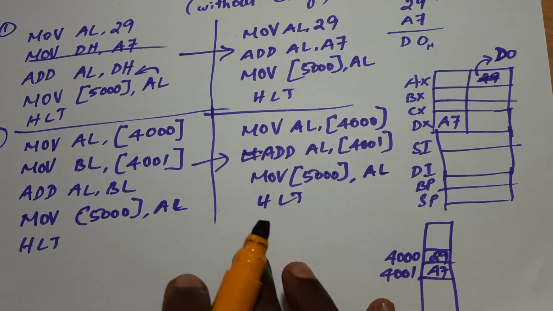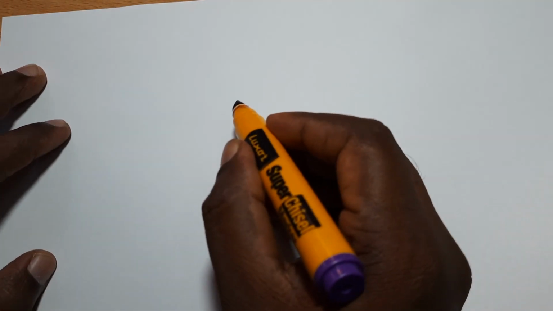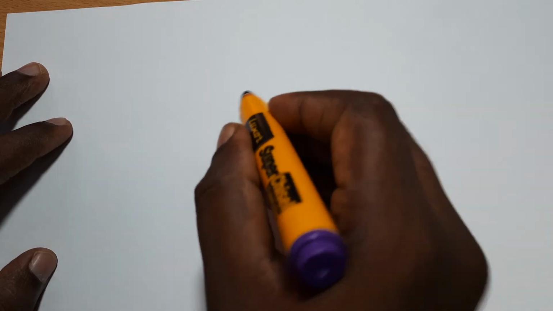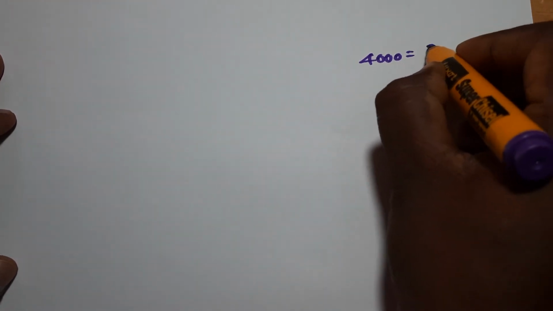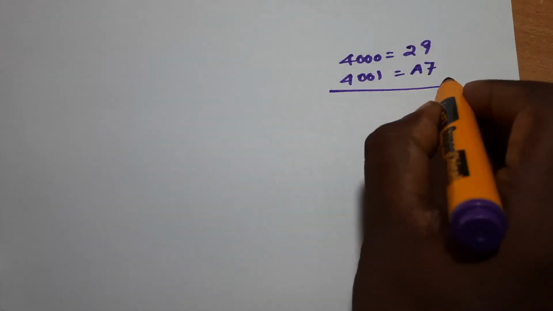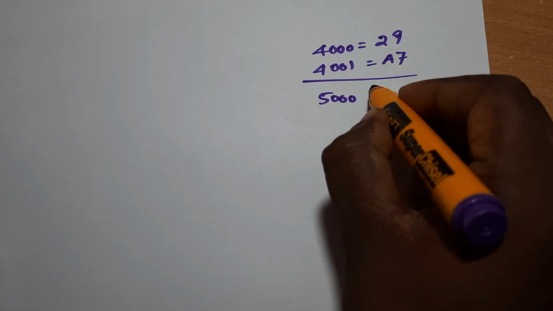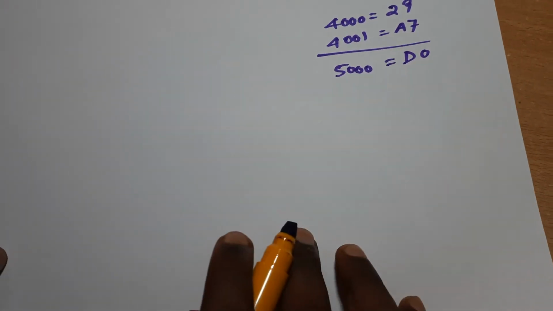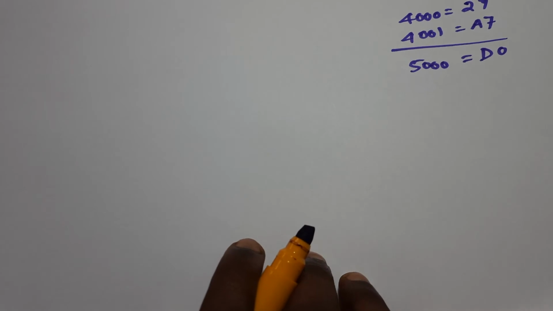Again, this same program can be written in another method, that is indirect addressing mode. So in the indirect addressing mode, actually we have to decide which register is going to have our memory location. Say we have chosen, right? So at 4000 I have 29, and at 4001 I have A7. The result I want to store in 5000, that is D0, isn't it? So this is what my decision is.